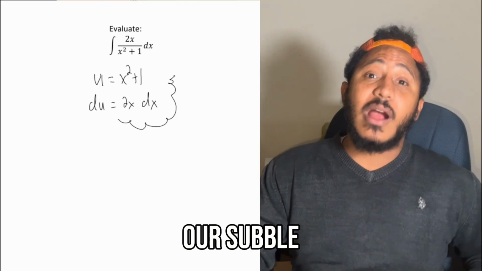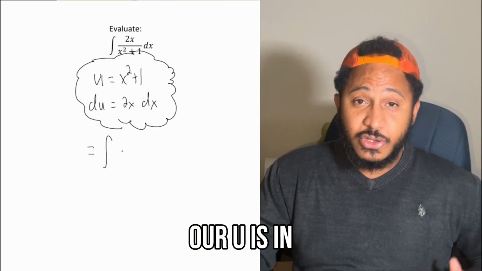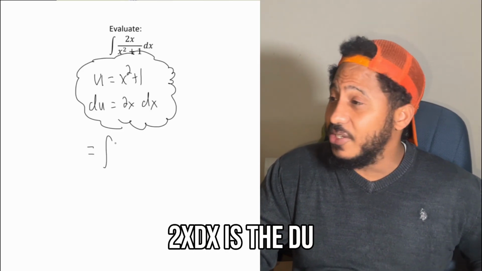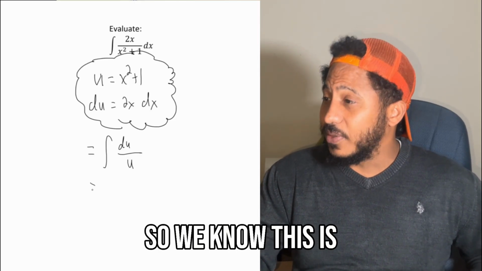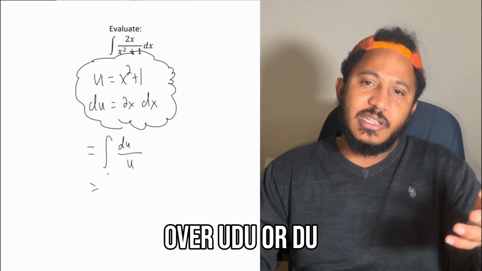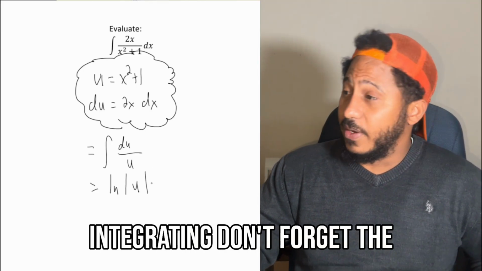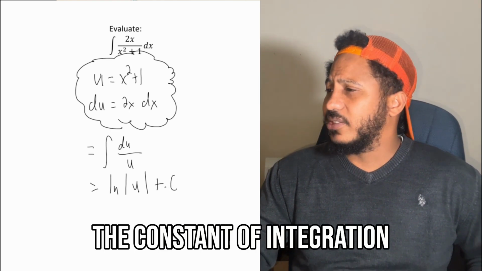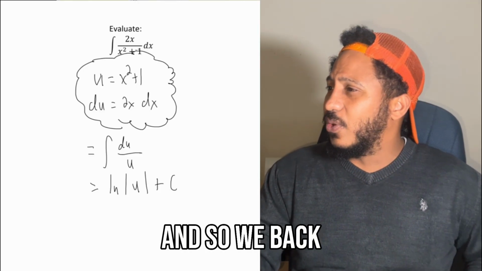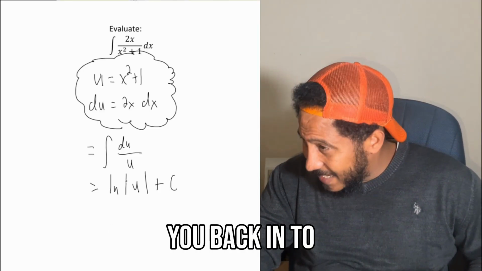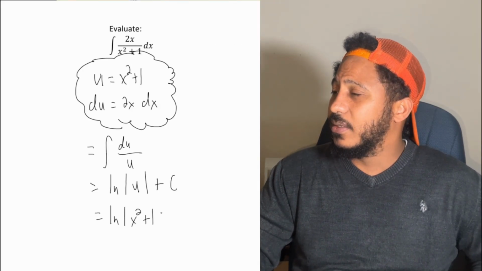So there's our sub. And so our integral now becomes the integral of, well, our u is in the denominator, but the 2x dx is the du, so du over u. And now we integrate with respect to u. The integral of 1 over u du, or du over u, is just the ln of the absolute value of u. Now that we're done integrating, don't forget the plus c, the constant of integration. And then lastly, we do what's called back substituting. This question asked me about x stuff, not u stuff. And so we back substitute to plug that u back into what we ended up with. So the ln of the absolute value of x squared plus 1, plus c.